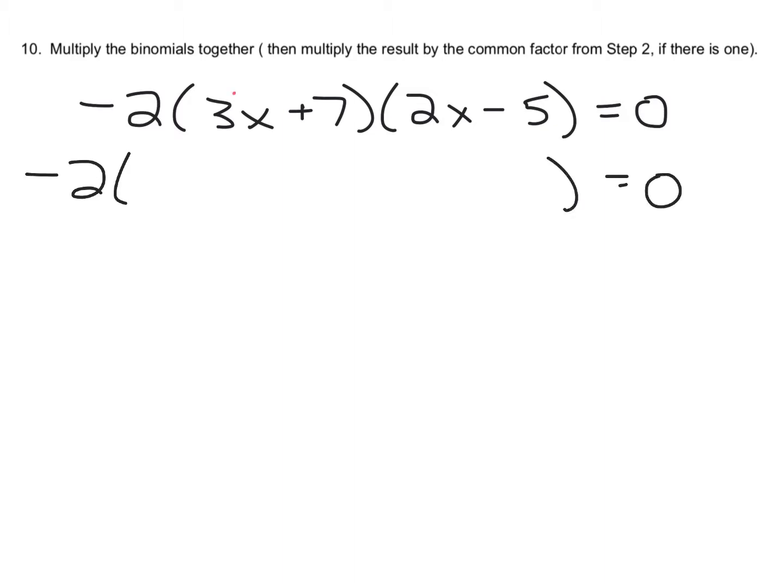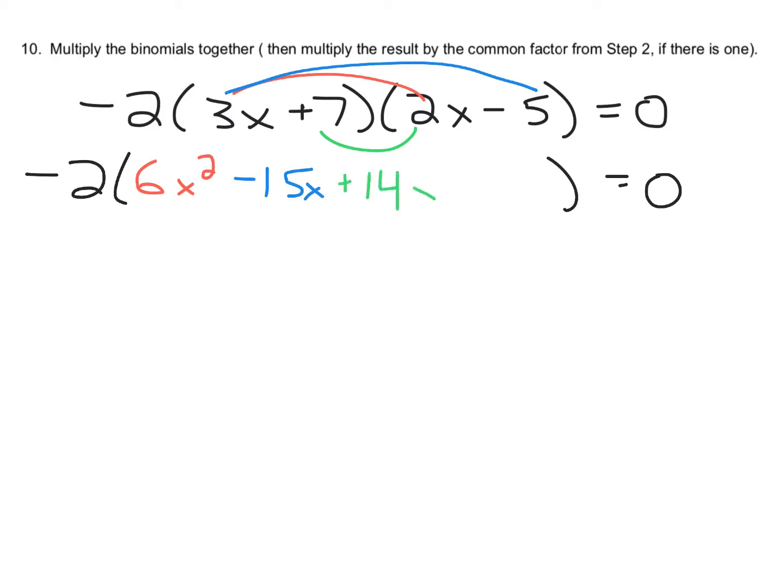We do first: 6x squared. Outer: -15x. Inner: +14x. And last: -35. Of course, we can combine the like terms here and here.